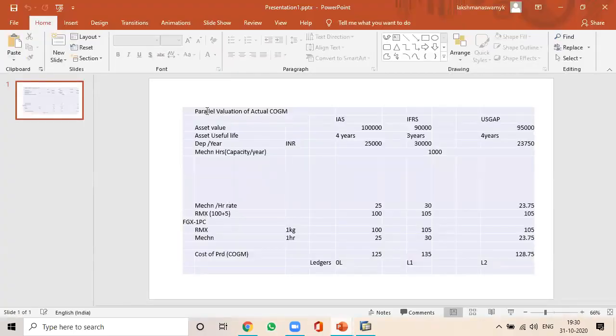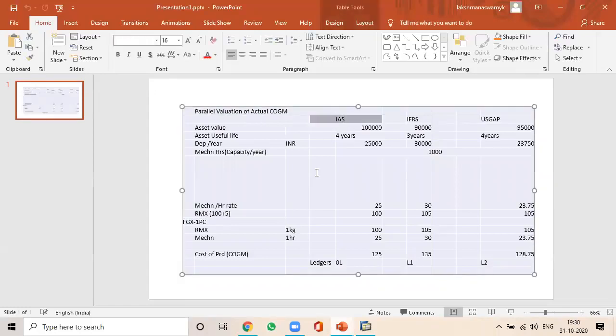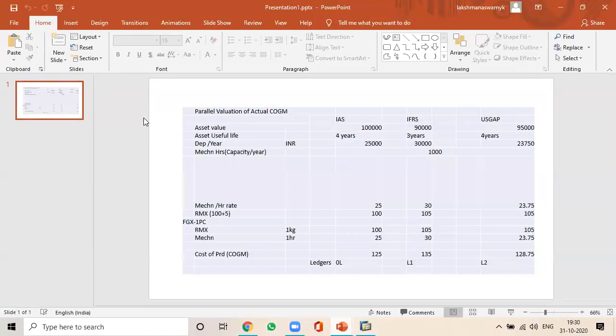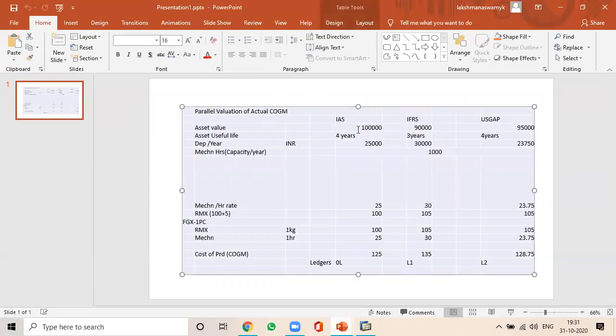Yeah, parallel evaluation of actual COGM. We have the international Indian accounting standards, IFRS, and US GAAP. So one fixed asset, one plant and machinery you have purchased, right? So its actual value is 1 lakh. Invoice value is 1 lakh. So according to Indian accounting standards, your asset value is 1 lakh.